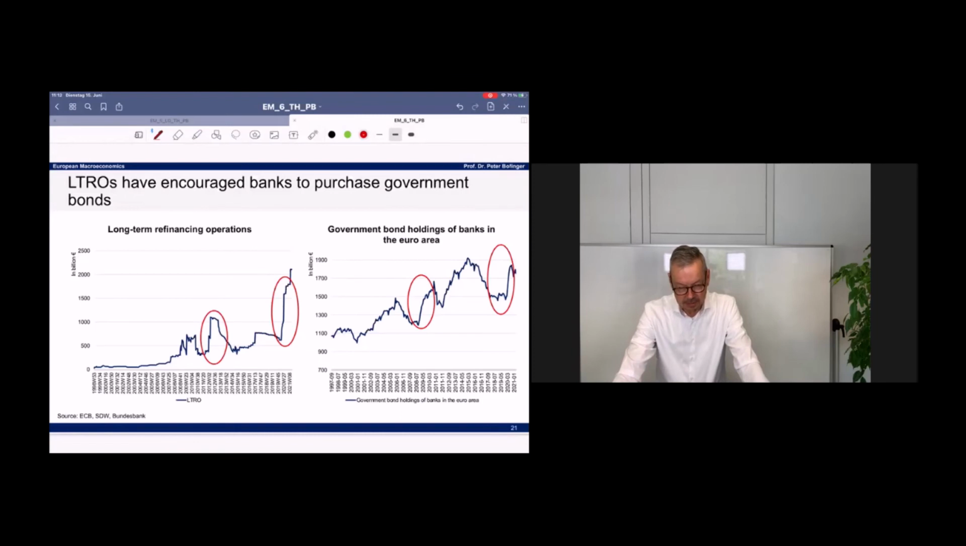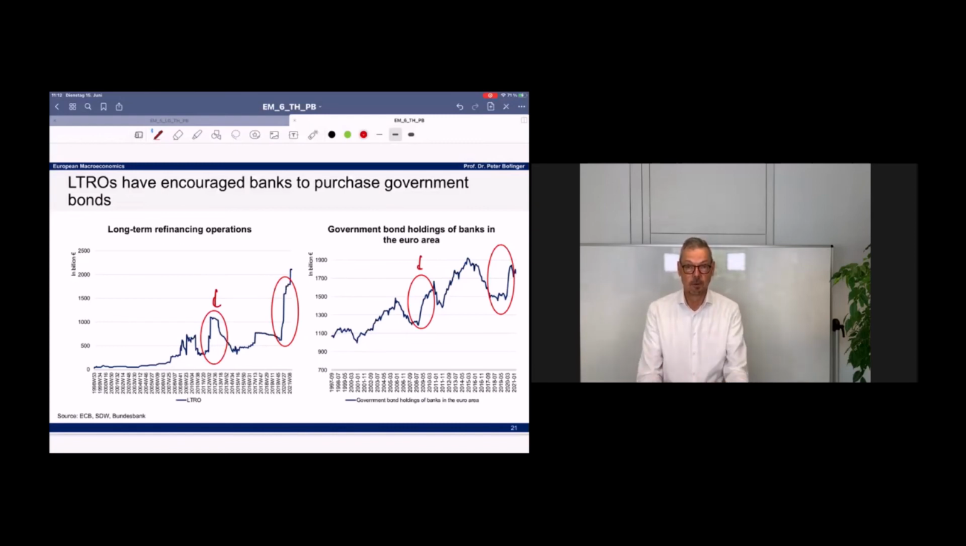They were called Dicke Bertha, which was a kind of cannon used in the First World War. And so the banks were provided ample liquidity with these long-term refinancing operations. And you can see here in this period that the bond holdings of banks in the euro area, here and here, increased considerably. So this was a kind of indirect way to incentivize banks to purchase government bonds.